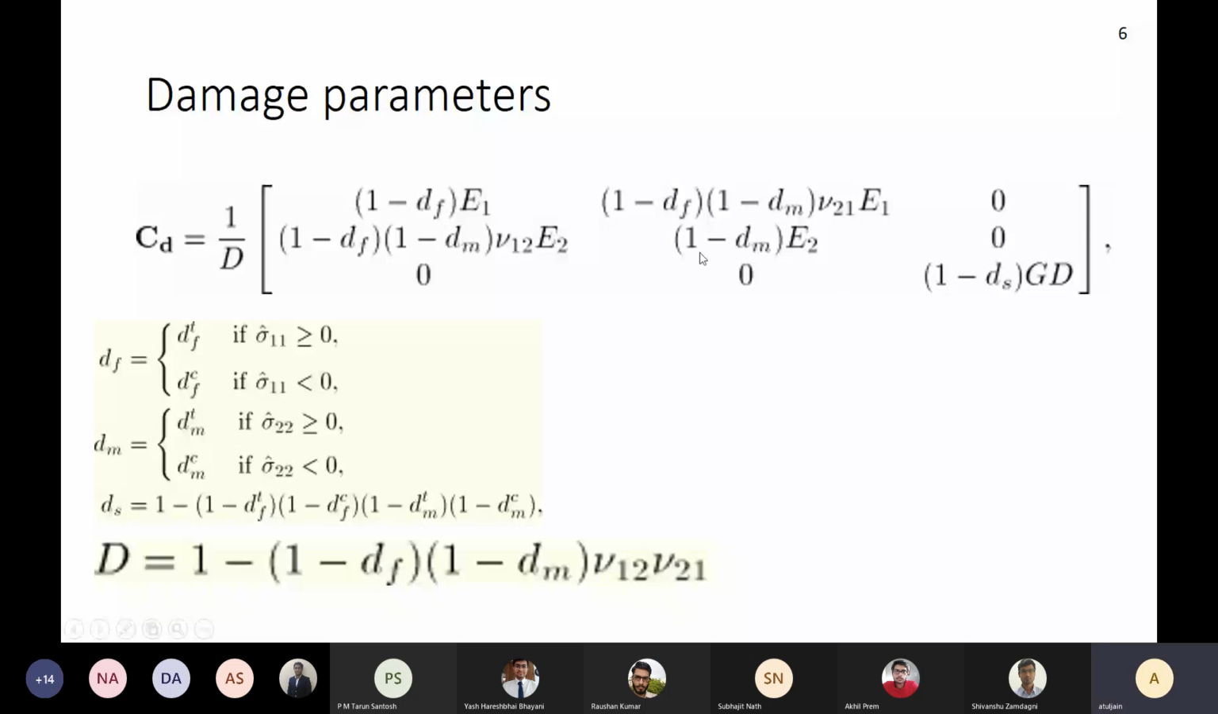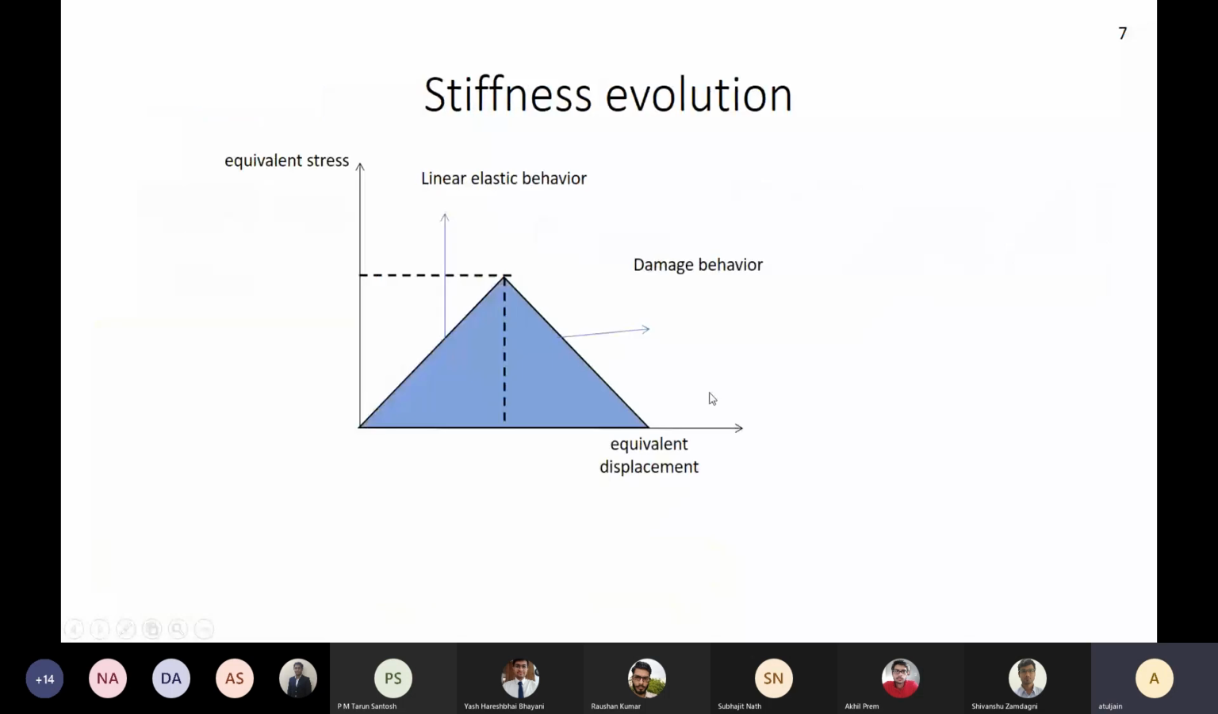Now the question comes, how is the value of df calculated? How is the value of dm calculated? That is coming from the fracture energy that has been requested. Fracture energy is nothing but the area under the stress strain curve after the onset of first damage. So if this is my stress strain curve, and let's say the first damage happened here, then this area is the fracture energy input.